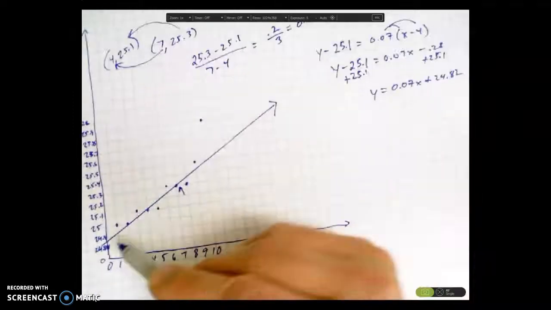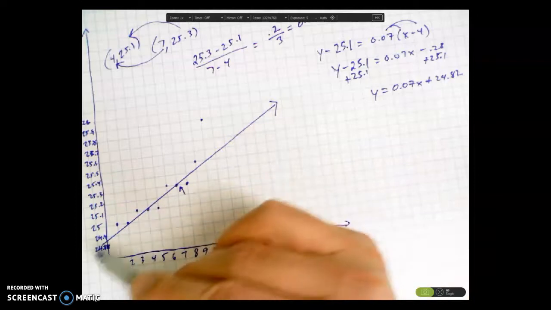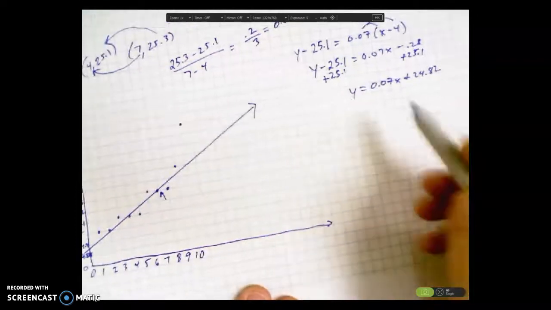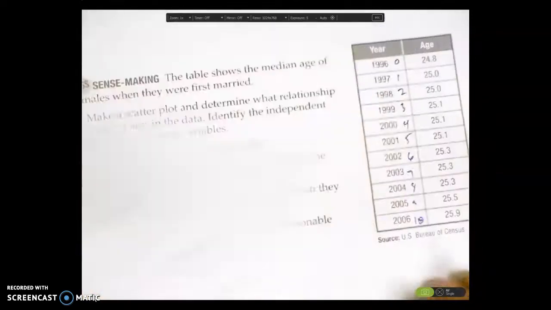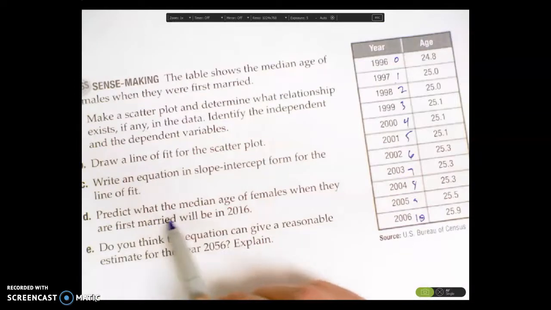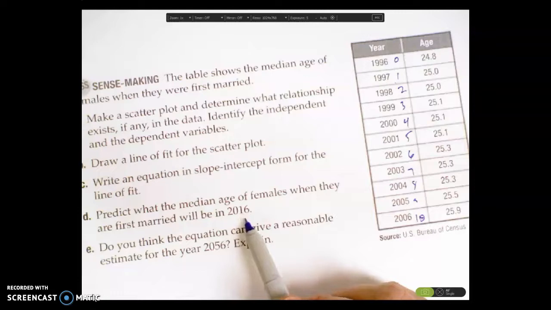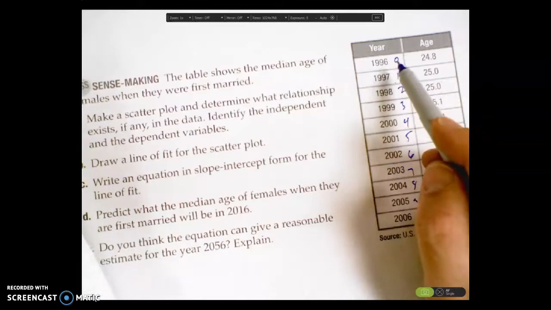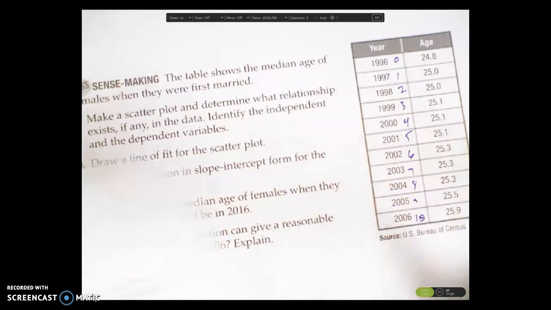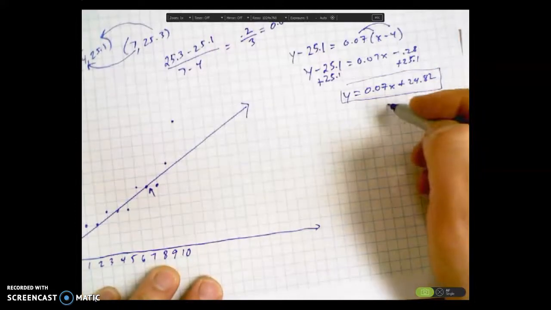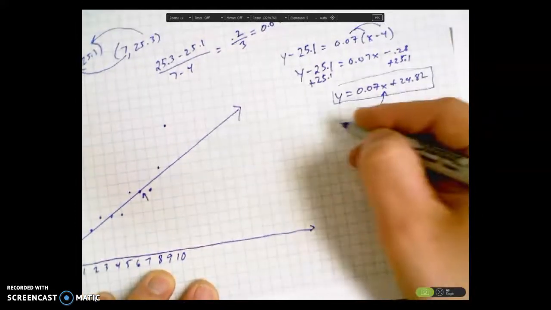So that's the equation we're trying to come up with that covers, for the most part, the trend of this data, so we can make predictions. If I look back at my questions here, we wrote our equation. Predict what the median age of females when they are first married will be in 2016. That is 20 years from 1996, right? So 2016 is 20 years away. We're 10 years here and then another 10 years in 2016. So we are going to put that 20 right there in our equation.